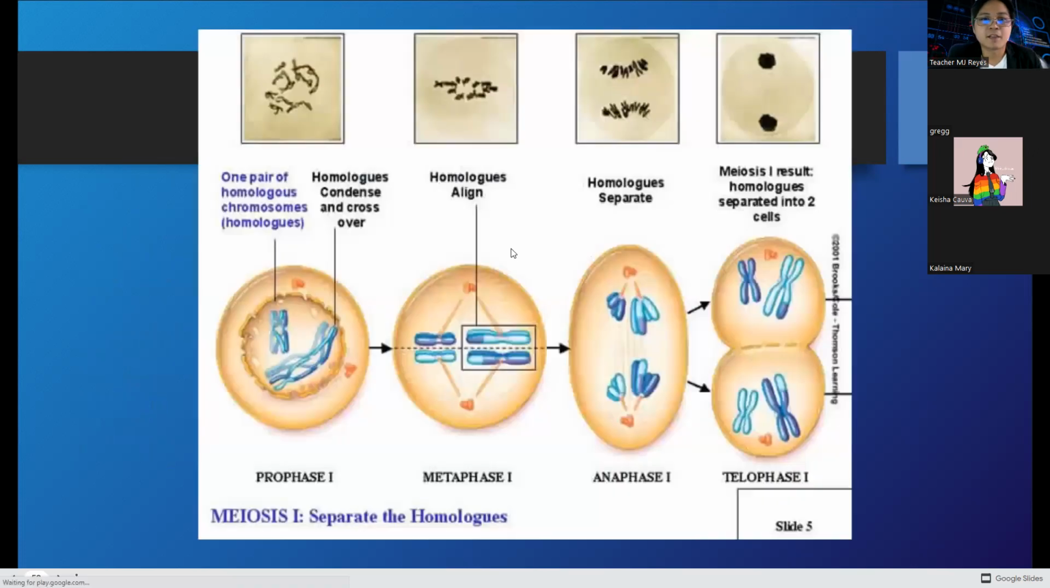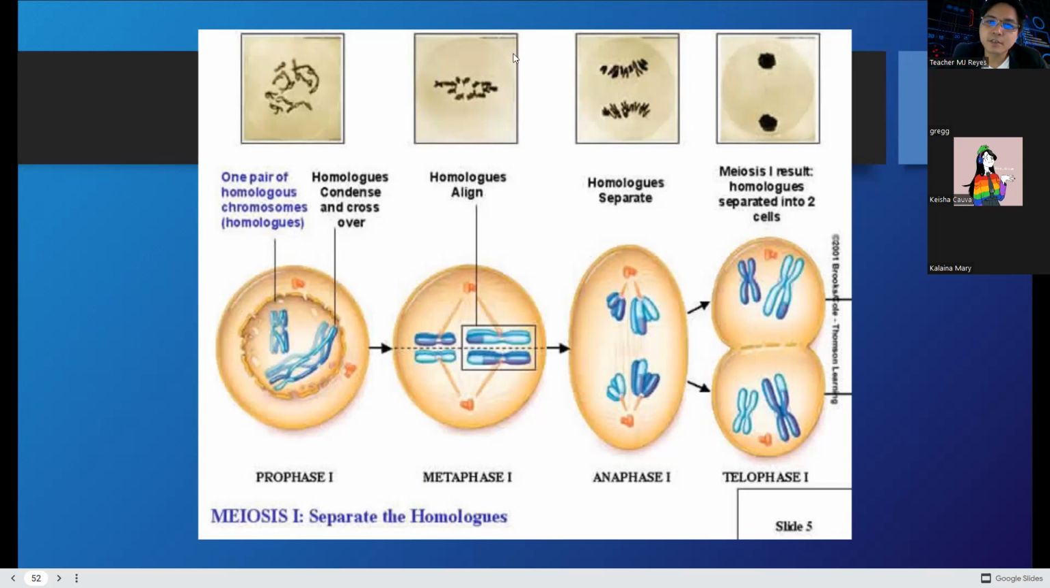If you're going to look at it under the microscope, this is meiosis 1. You can actually see pairs here with homologous chromosomes condensing. And crossing over happens with the same traits. They share the uniqueness of these traits. In metaphase 1, as you can see, they are aligned in the equatorial plate.